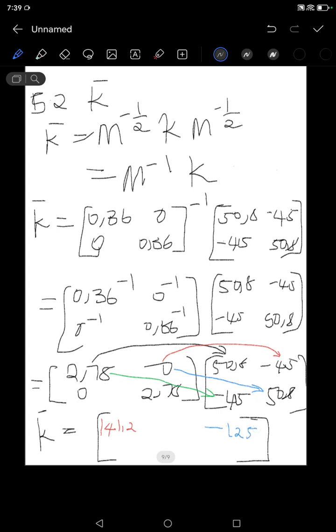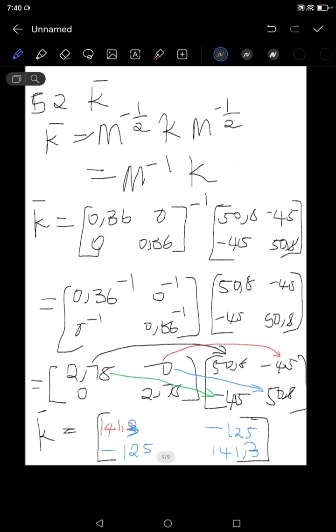This one's gonna be 0 multiplied by 50.8, and then plus 2.75 multiplied by negative 45. And then here we're gonna get what? A negative 125, and then here we're gonna get a 141.2. Okay, 0.3, because we round it off. 141.3. Okay, so this is how we determine normalized stiffness.